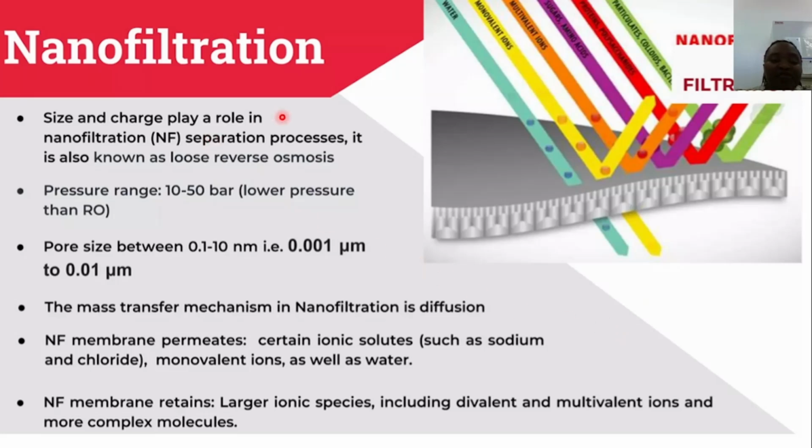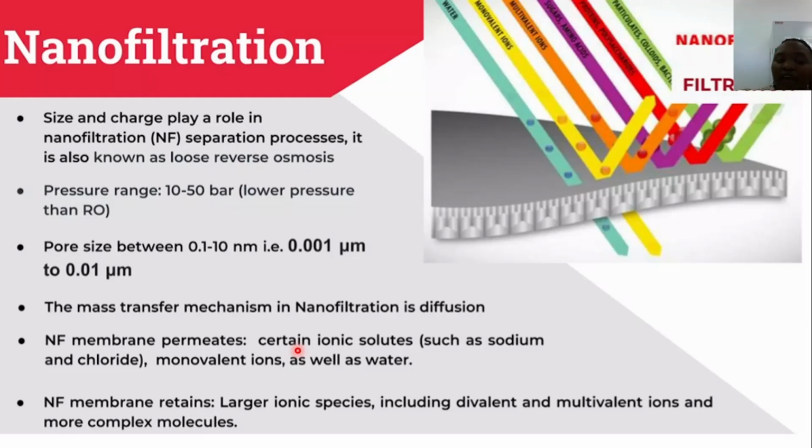Nanofiltration: size and charge play a role in this process, and it is also known as loose reverse osmosis. It usually has a pressure of about 10 to 50 bar, and the pore size ranges between 0.1 to 10 nanometers. The mass transfer mechanism in this nanofiltration process is actually diffusion. The NF membrane permeates usually will be things like certain ionic solutions or solutes such as sodium and chloride, also monovalent ions, and of course water will permeate through.